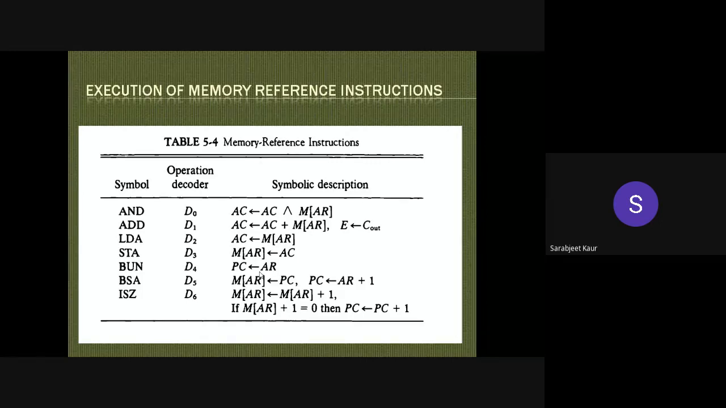Okay, ma'am. Now after this, let us come to BSA, branch and save return address. It means return address. So what do we do here? First of all, before branching, this is how we branch, right? But before branching, I need to store the return address. And what is the return address? Return address is the next instruction I was going to execute after I am done with execution of this instruction. Yes or no?